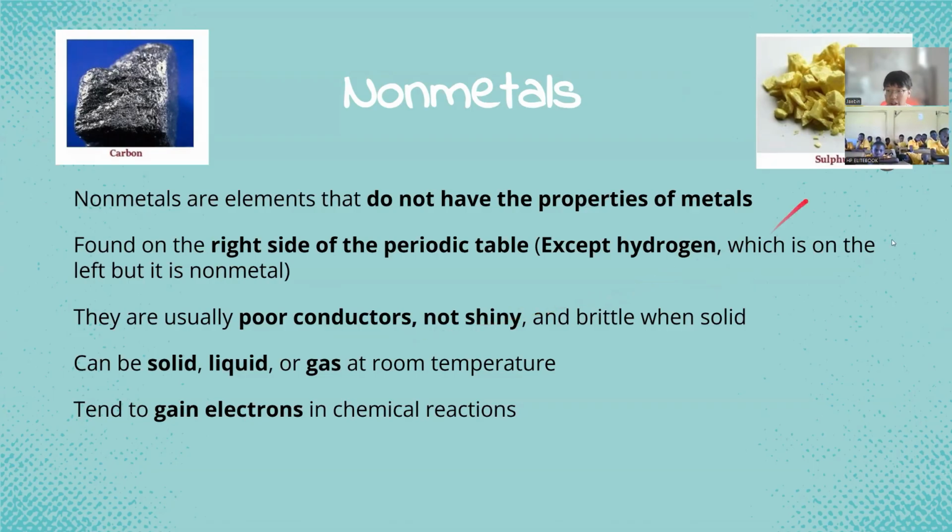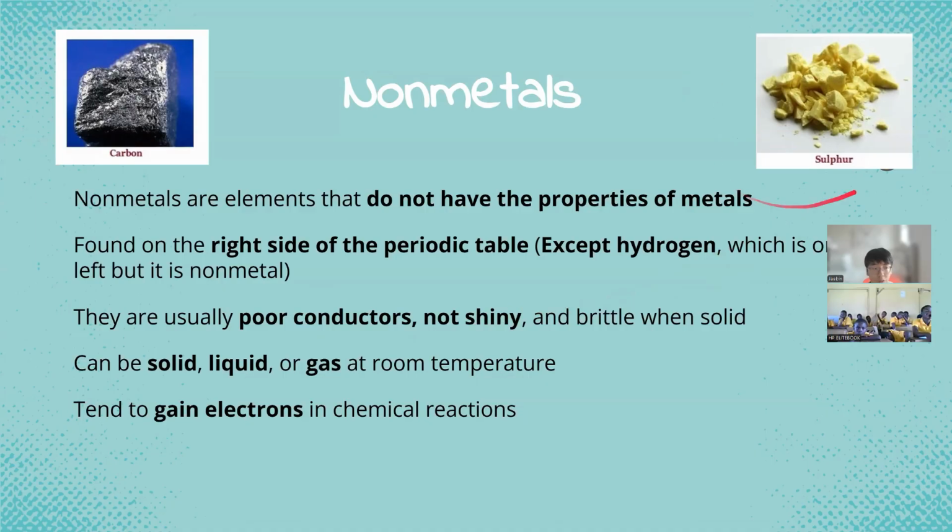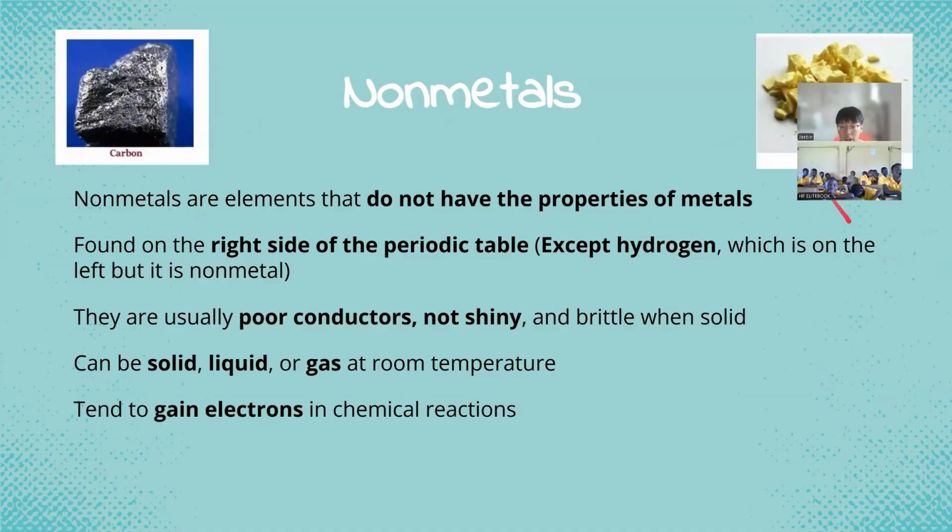They are not shiny. You can see the picture of sulfur and carbon. These are not really shiny like metals. And they are brittle, which means that they break easily. They cannot be shaped into other shapes, and when you try to do that, it just breaks. Nonmetals can be solid, liquid, or gas at room temperature, and they tend to gain electrons in reactions.